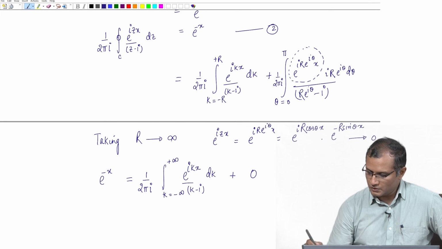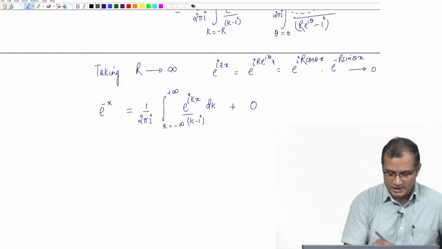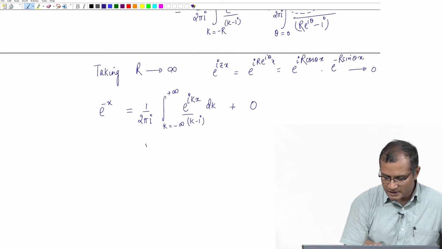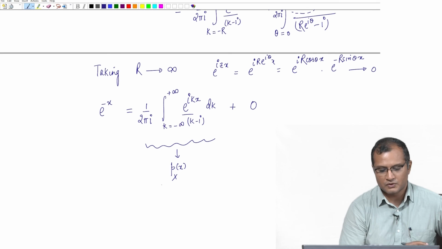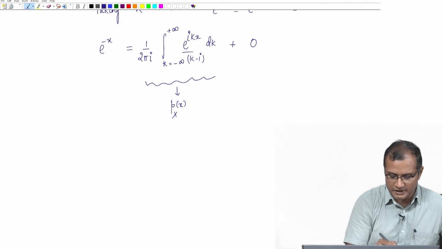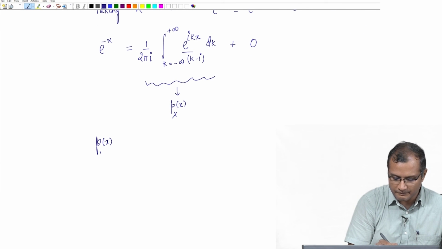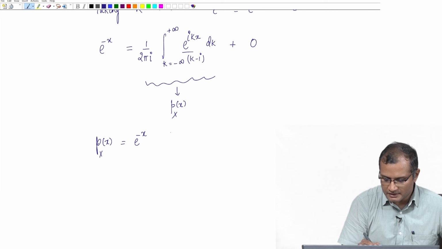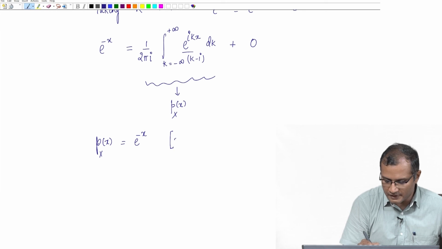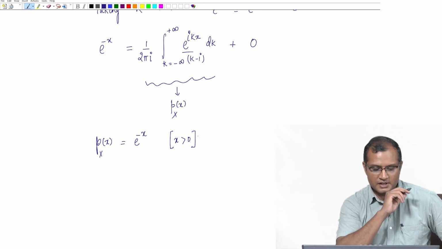Okay. So, I can say for sure that this is actually my PDF p of x. So, I have determined my PDF as e raised to minus x, and I must say here that I got a convergent result only for x greater than 0. So, this is the PDF.